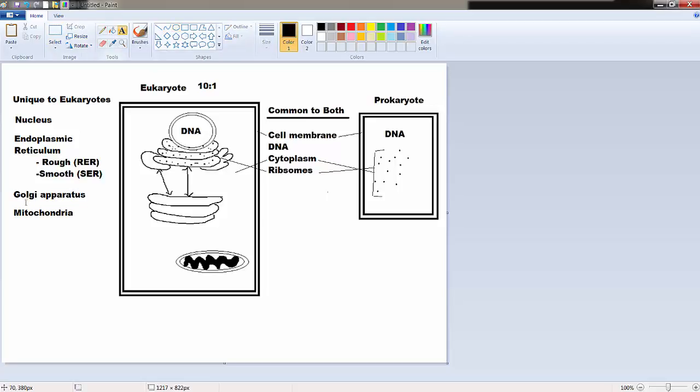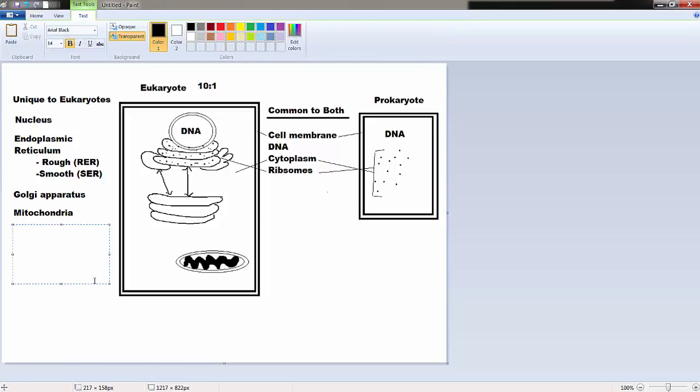I don't always draw these on here, but I'll go ahead and add this one. You have another common organelle called a lysosome.